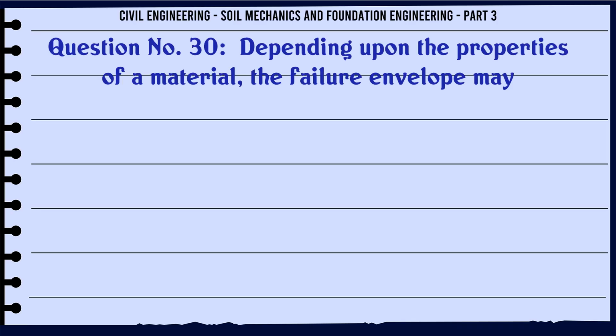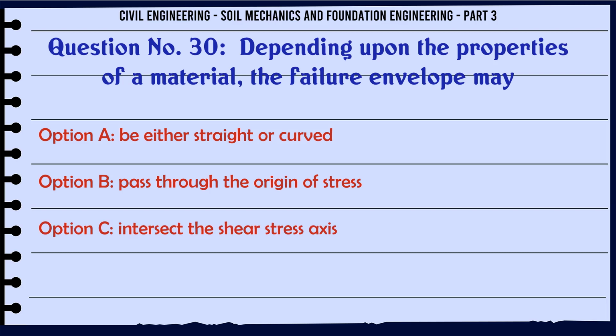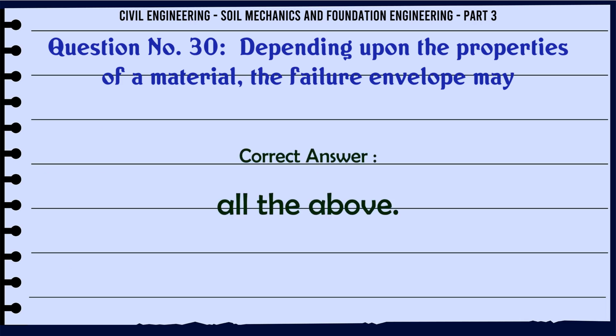Depending upon the properties of a material, the failure envelope may: A. Be either straight or curved, B. Pass through the origin of stress, C. Intersect the shear stress axis, D. All the above. The correct answer is all the above.